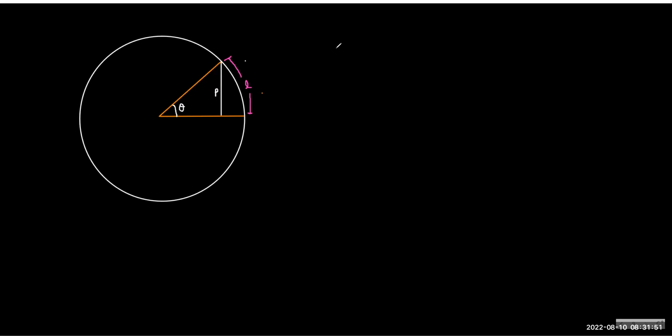But what if we try to decrease the angle? If I decrease the angle and draw a new triangle like this, and call this, let's say, alpha, you can see the perpendicular and the new arc length, are they differing by a large value or a small value? Now, tell me. The difference has decreased, no? Yes, between the arc length and the perpendicular.